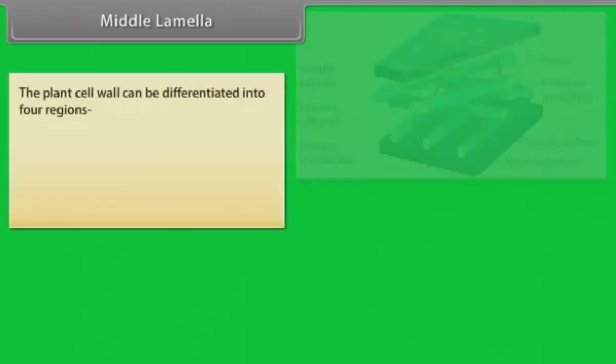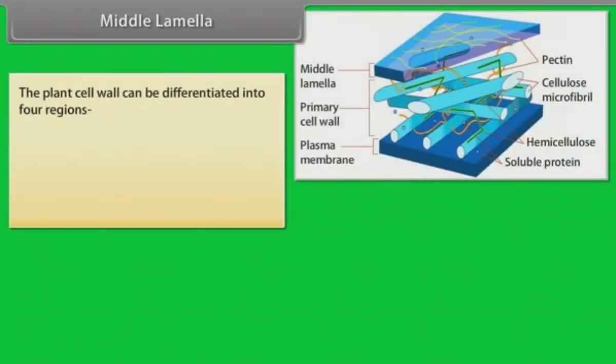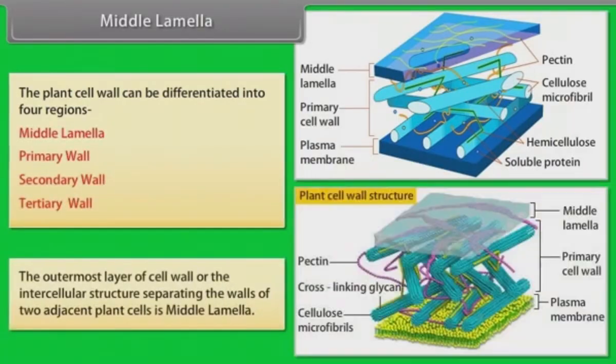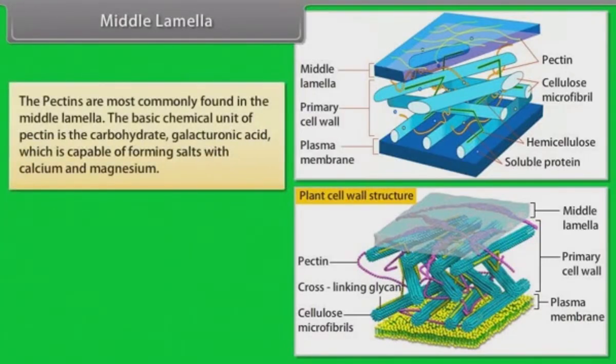Middle lamella. The plant cell wall can be differentiated into 4 regions: middle lamella, primary wall, secondary wall, tertiary wall. The outermost layer of cell wall, or the intercellular structure separating the walls of 2 adjacent plant cells, is middle lamella. The pectins are most commonly found in the middle lamella.